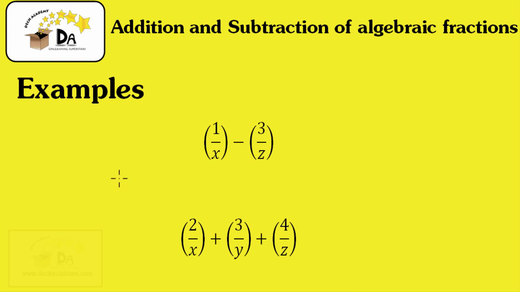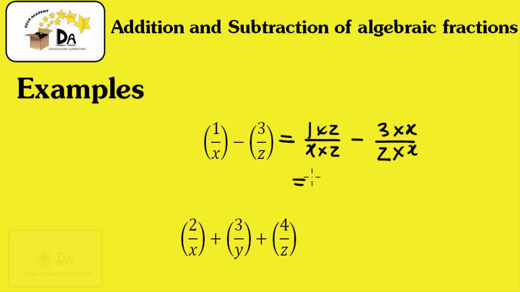Let's quickly go through some examples of problems involving the addition and subtraction of algebraic fractions. Here we have 1 over x minus 3 over z. We have two fractions with different denominators. So what do we do to simplify this problem? We take the first fraction and multiply it through by the denominator of the second fraction. And we note the mathematical operation. Now take the second fraction and multiply it through by the denominator of the first fraction.